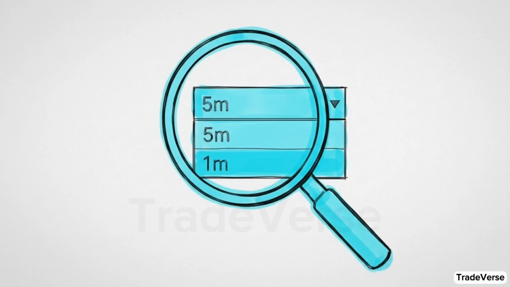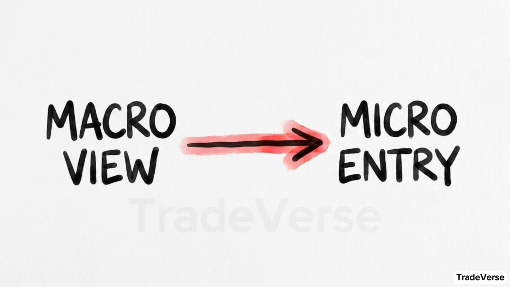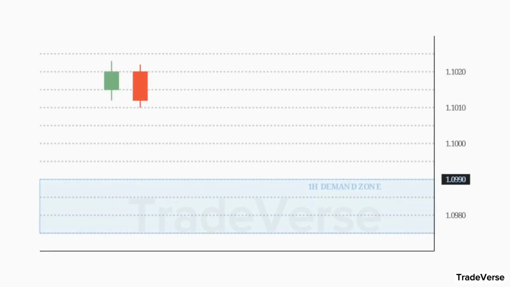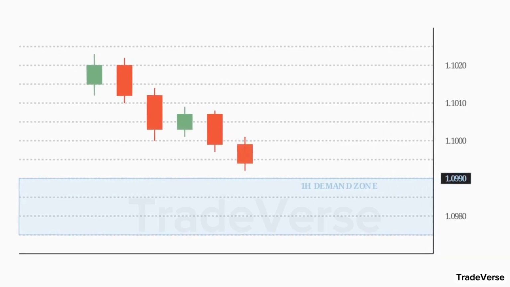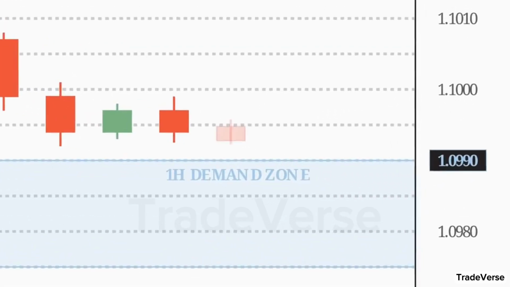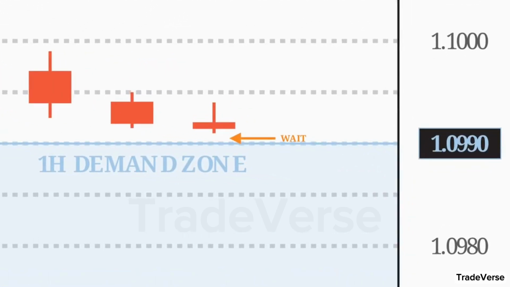Now for step 2. Once your zone is drawn, switch your chart to a lower timeframe, at least 2 times smaller than your macro view. If you mapped on the 1-hour chart, drop down to the 5-minute. Watch the price action on this chart as it creeps downward. The absolute rule of this strategy is that you cannot take action until the price physically touches the blue zone we just established on the higher timeframe.